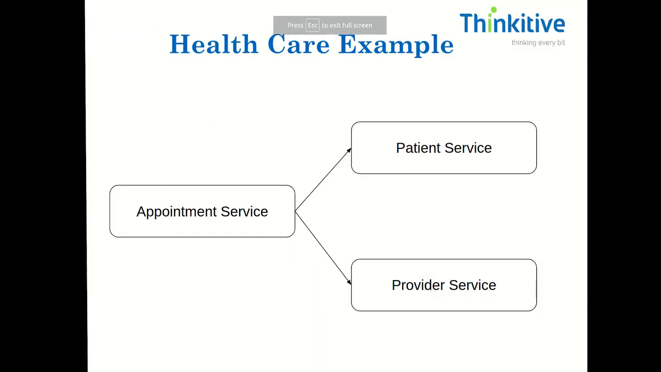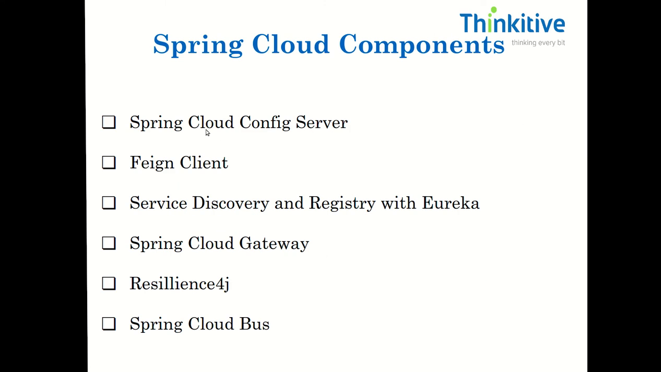Let's consider a healthcare microservices architecture example. So I have listed down 3 different microservices over here: appointment service, patient service, and provider service. So appointment service will be used to create appointment, patient service will handle patients, and provider service can be used to manage information about physician, provider, specialist, whatever you want to say. So let's take a look at Spring Cloud components and how Spring Cloud helps us in building microservices architecture. So there are different components I have listed down over here: Spring Cloud config server, Feign client. We are going to see all of them one by one.